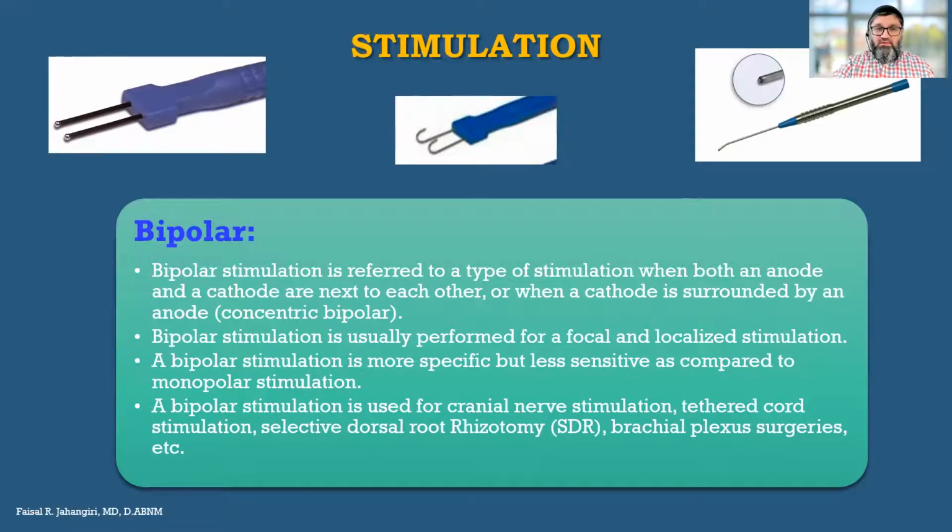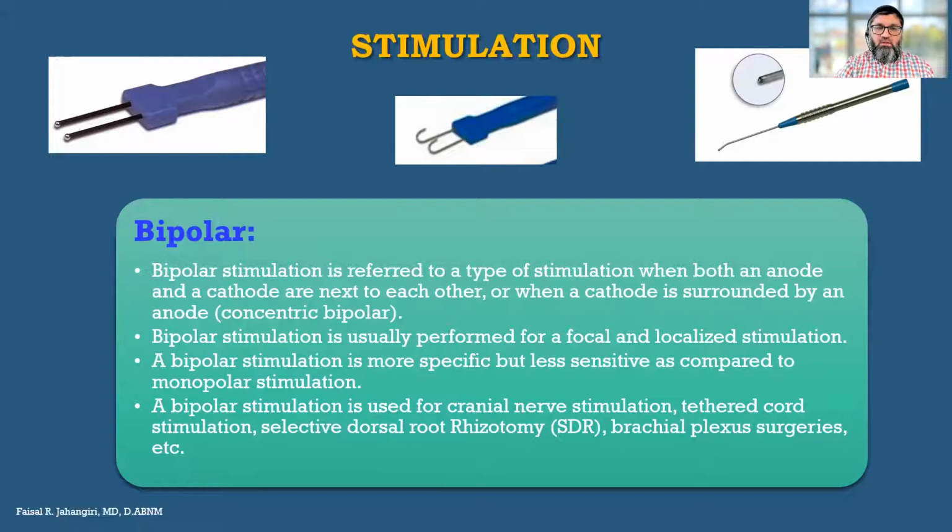Bipolar side by side can have the probes very close to each other, touching, or far apart. Bipolar stimulation is usually performed for focal and localized stimulation. It is more specific but less sensitive as compared to monopolar stimulation. It is used for cranial nerve stimulation, tethered cord stimulation, dorsal root rhizotomy, plexus surgery, etc.